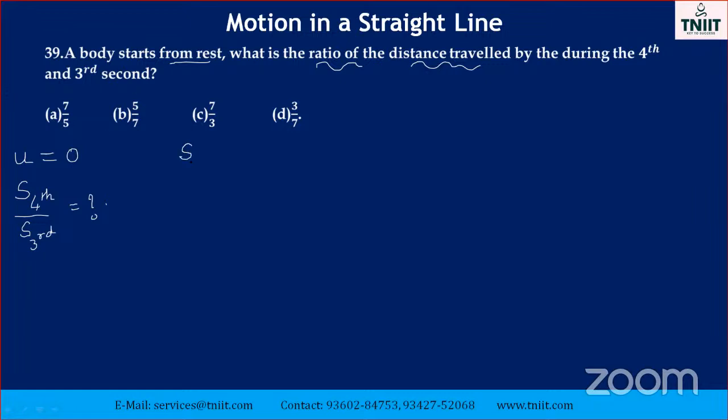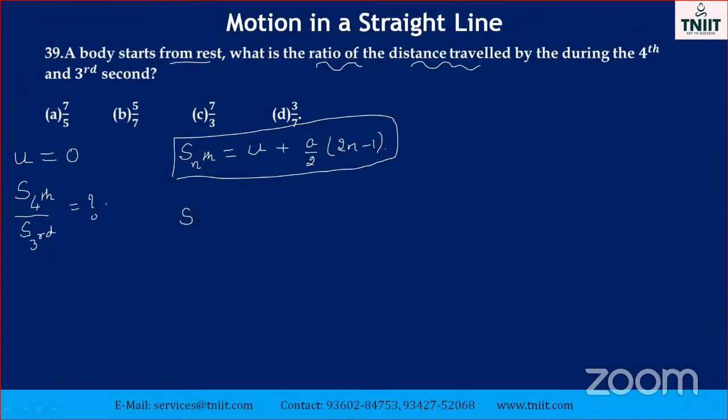So distance traveled in the nth second is given by the formula Sn is equal to u plus a by 2 into 2n minus 1. This is the formula you have studied to find the distance traveled in the nth second. Now first you calculate the distance traveled in the 4th second. Initial speed is 0, right? Initial speed is 0. Now you can take out the ratio directly. Distance traveled in the 4th second to the 3rd second.